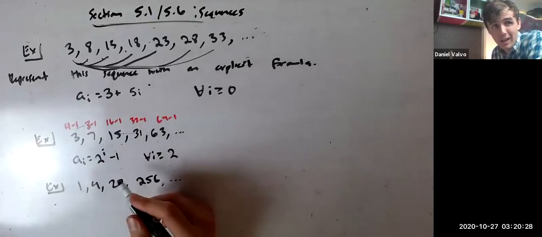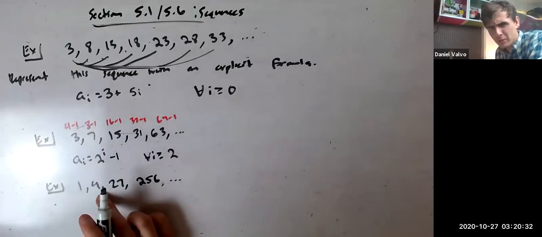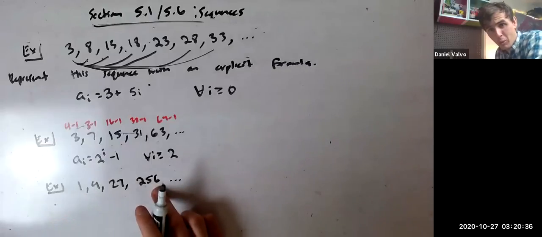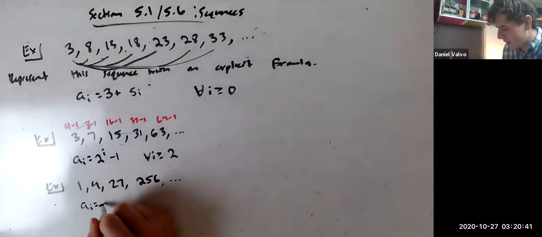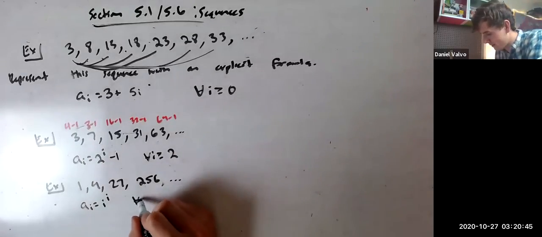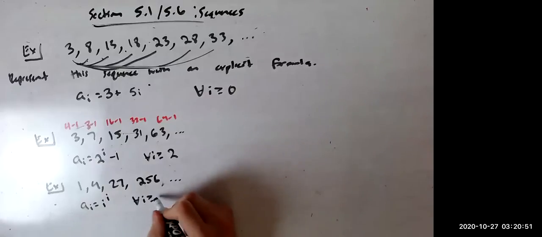No, that's not right. 27 is a perfect cube. It's 3 cubed. Well, wait, 4 is 2 squared. 1 is 1 to the 1. 256 is actually going to be 4 raised to the 4. The pattern here is that this is A_i equals i raised to the i power. And where do we want i to start? 1. Exactly, 1.